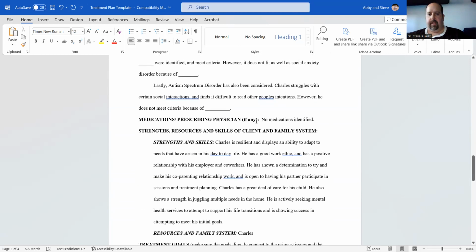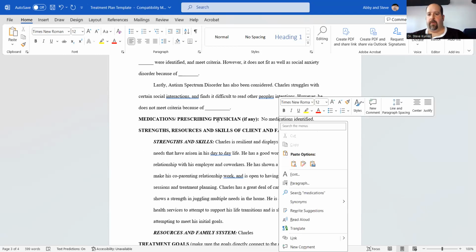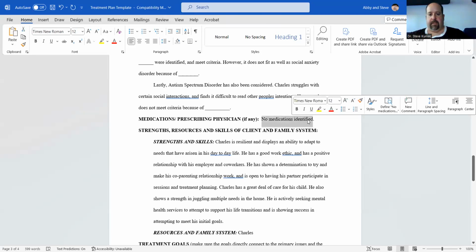Medications prescribing physician, if any, you can just list no medications identified. If you know what medications they are, you can list them. I don't need this to be significant. I don't want you to delve into an entire medical history with your volunteer client. If you were doing this in real life, you would list the medications, who prescribed them, when they were prescribed, as much as their dosage, their frequency, all that sort of stuff, as much information as you could get. Here, you don't really need to do that. I just want you to acknowledge it. If you know what some medications are, if they've mentioned them to you, list them. Don't need to know from whom, when, any of that sort of stuff, but you can list them. If not, just no medications identified is appropriate.